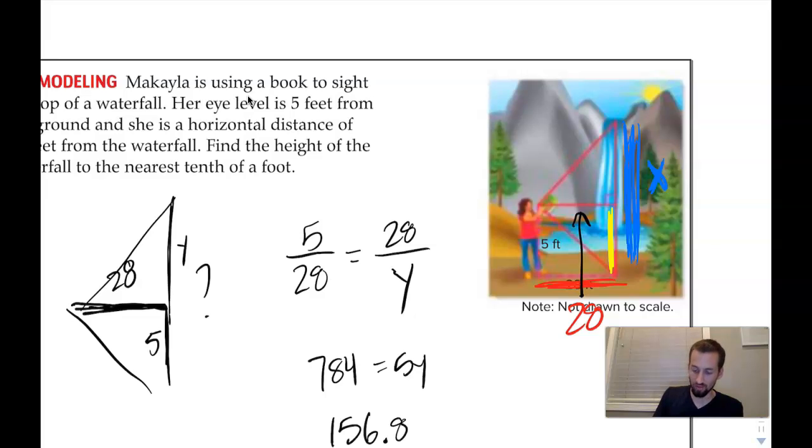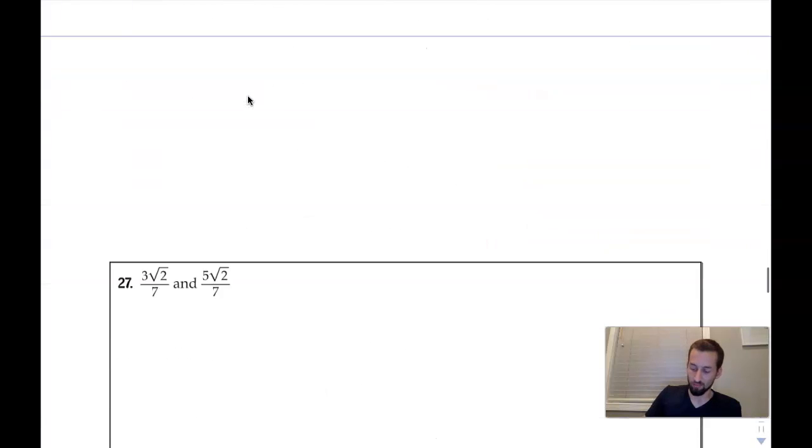156.8, and it says round to the nearest tenth of a foot. So I put 1 decimal place. Okay, so make sure you're setting these up right, but then you're just using the rules that we learned from before. All right, moving along pretty quick.